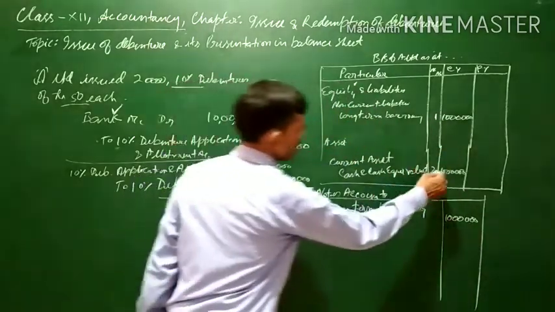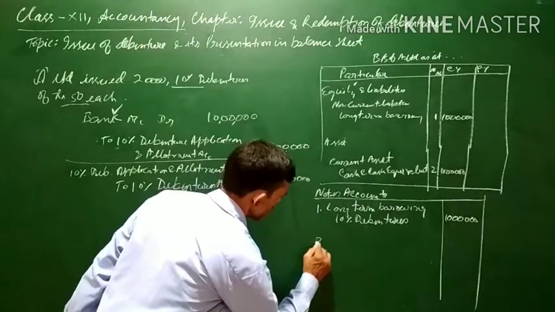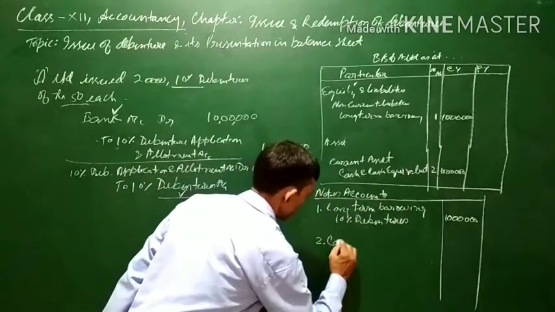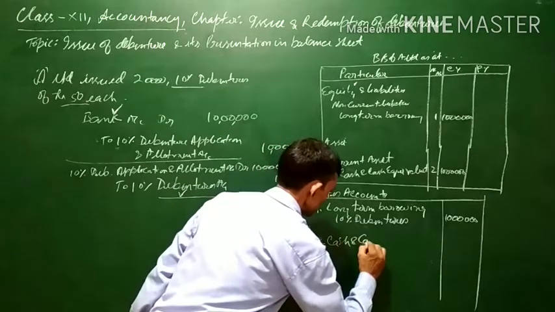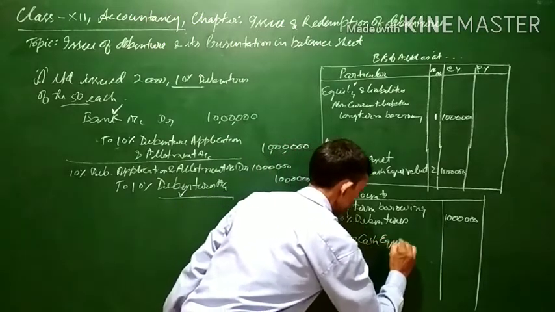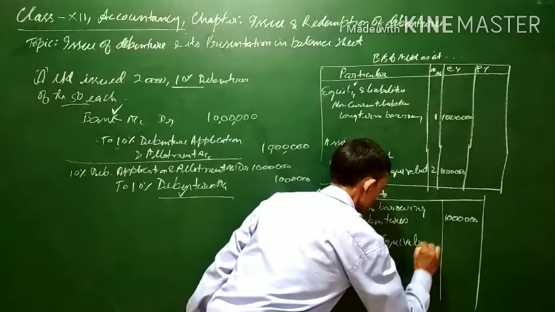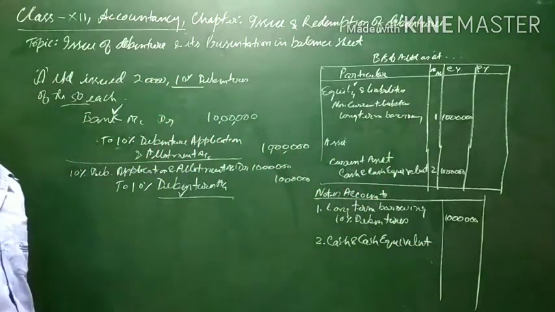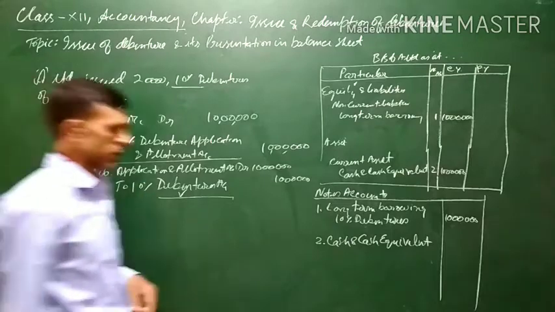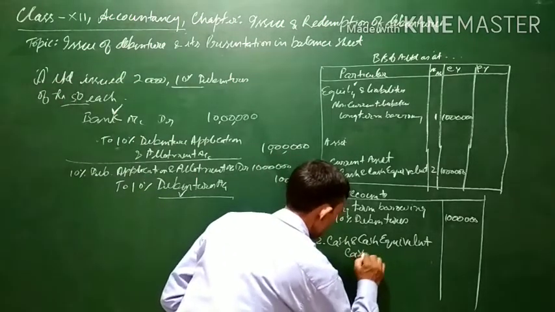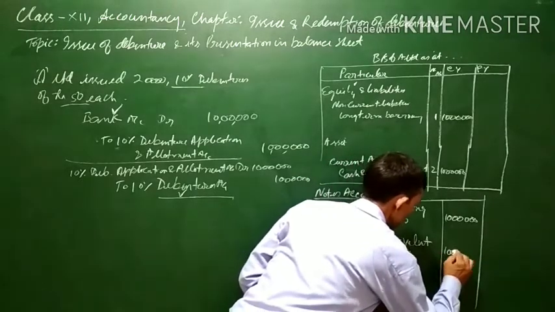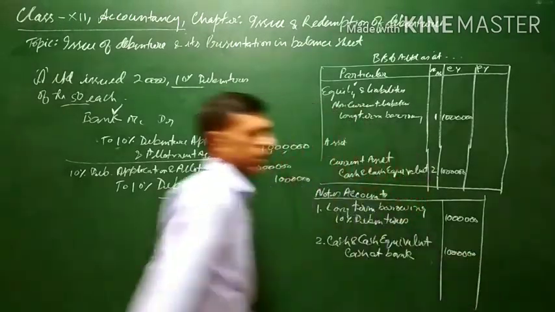Next, the notes to account note number 2. So we will write here note number 2, and note number 2 is what? Cash and cash equivalent. So here we will write cash and cash equivalent, and this cash and cash equivalent is the amount which is in the bank, that is cash at bank. And cash at bank is how much? That is the same, 10 lakh rupees.